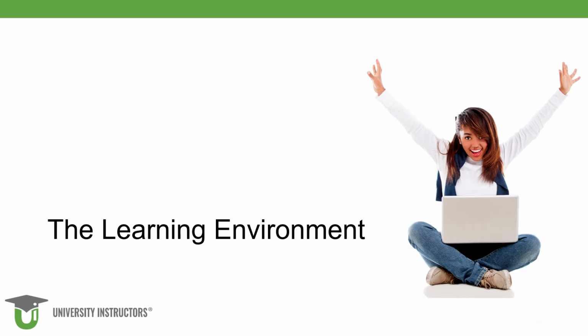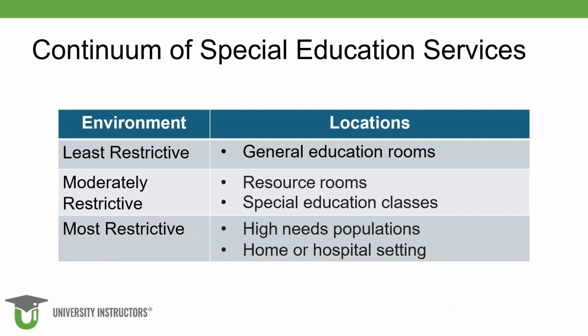Now that we understand the difference between accommodations and modifications, let's consider the environment in which we deliver those so that all students are successful. Considering the learning environment, we will first look at the continuum of placement options when it comes to children with special needs. We always focus on making sure the student is placed in the LRE, or least restrictive environment, based on his or her needs, goals, and objectives.